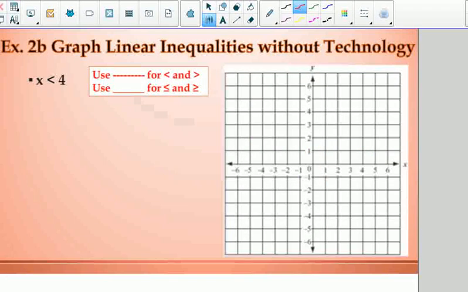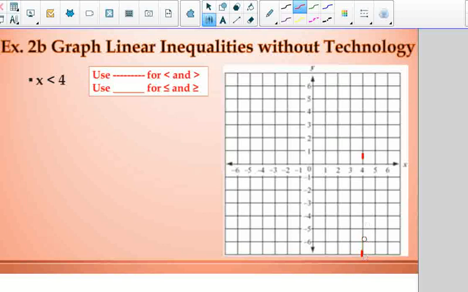This one, x is less than 4. So here, I just need to put a line on x is 4. So x is 4, I go to the x-axis, I draw a vertical line on 4. But it said that it's less than, so I can't use a solid line. So I'm going to erase my solid line here.